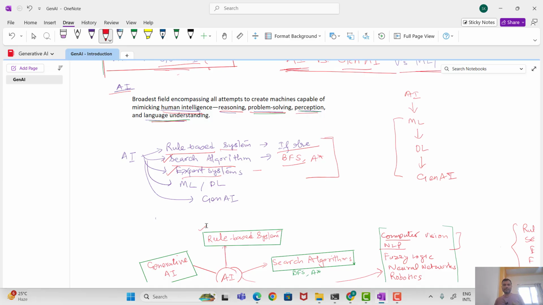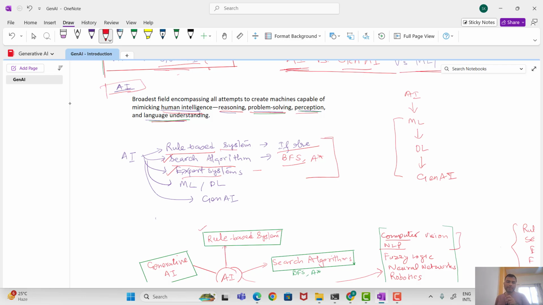So let's first understand what is artificial intelligence. Basically, it tries to create machines capable of human intelligence, like a human can reason. Okay, human has reasoning power, human has problem solving power, human can perceive, human can look, human can perceive different things, and human has natural language understanding. If a machine can achieve or mimic this intelligence, then we are going to say that intelligence will be artificial intelligence, because any man-made intelligence will be called artificial intelligence.